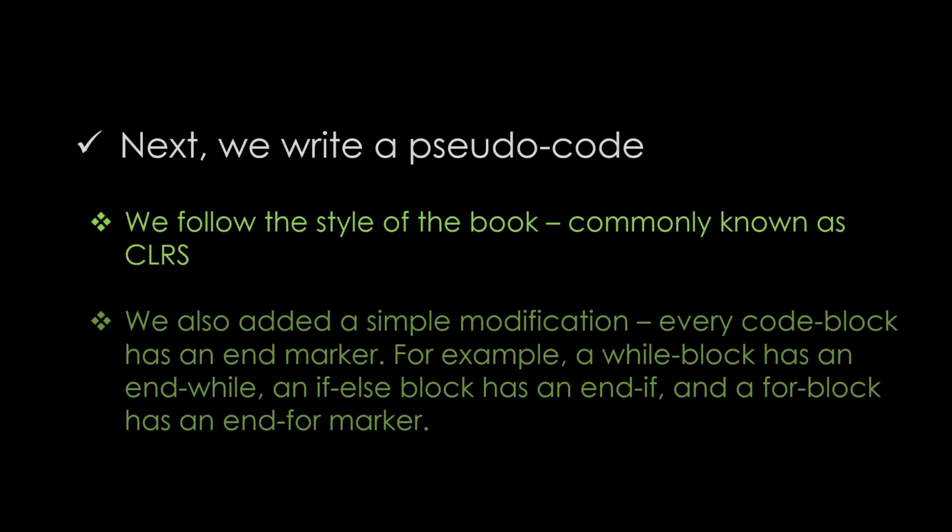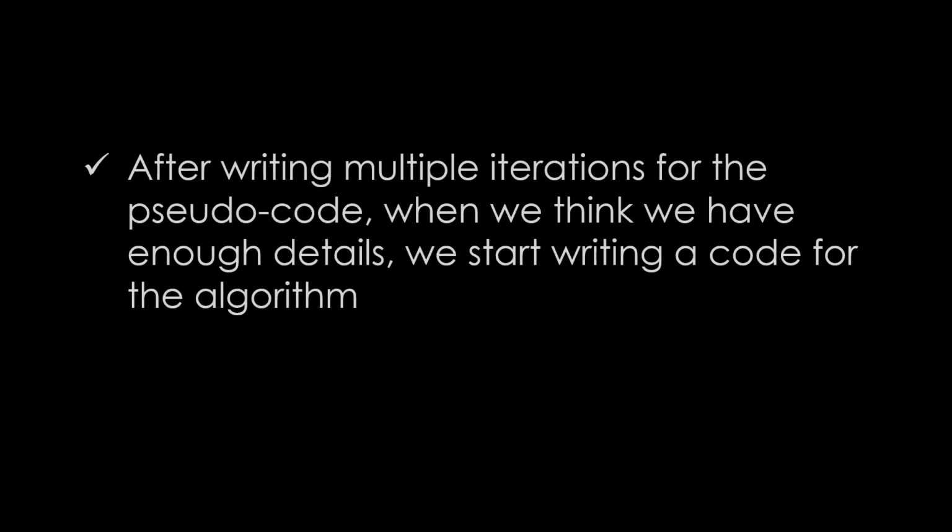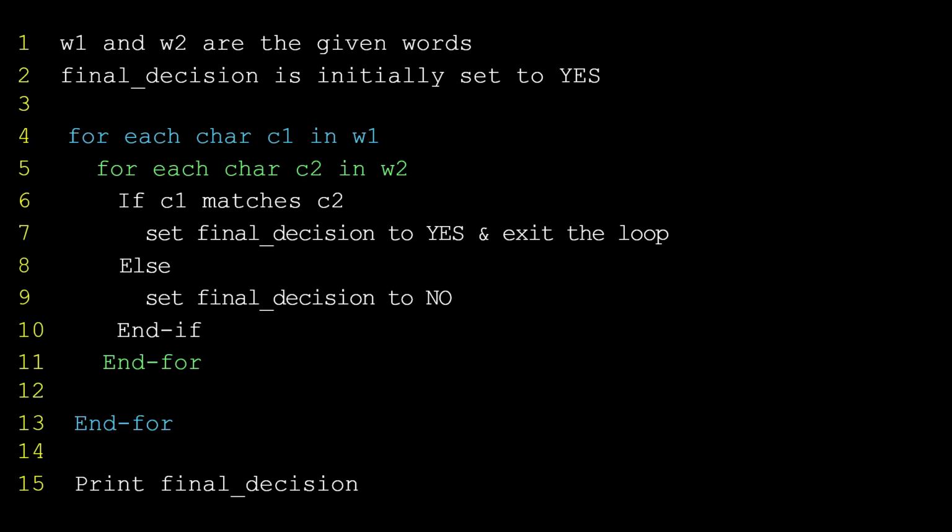Then our next step should be writing a pseudocode. We follow the style of a book commonly known as CLRS, but we have added a few modifications for more clarity. After writing multiple iterations for the pseudocode, when we think we have enough details, we start writing a working code for the algorithm. Now let's write the first cut of the pseudocode. This pseudocode works for the positive example of rat and art. Let us take a closer look.